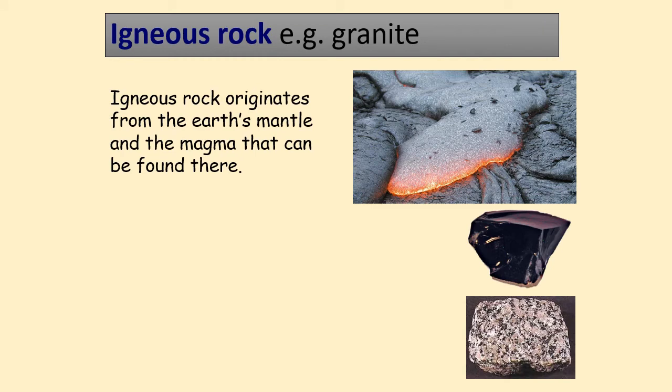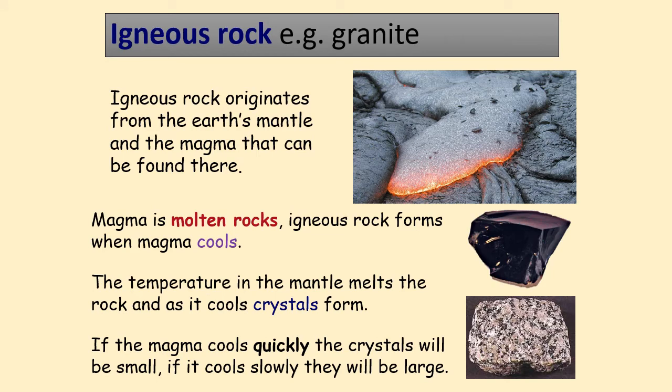They originate from the Earth's mantle, and the magma, so that's liquid rock that's present in the mantle, when it escapes from a volcano, we call that lava. Now, magma is molten rock, and igneous rocks will form when magma or lava cools down. Now, as it cools down, the temperature gets lower, and crystals start to form in the rocks.